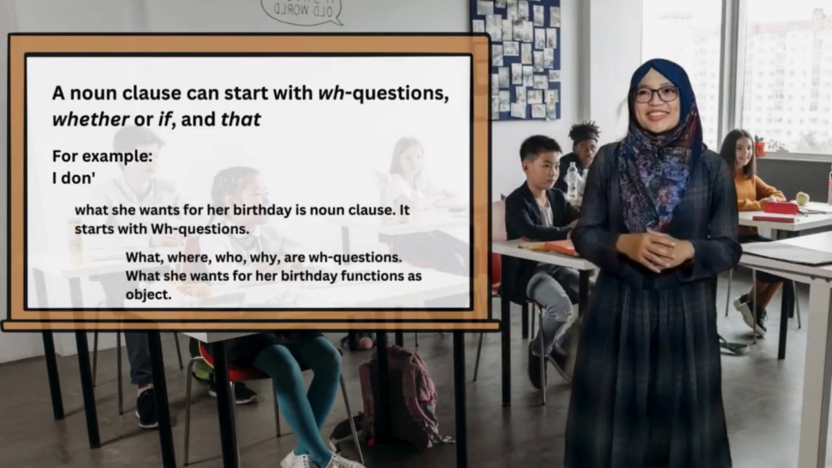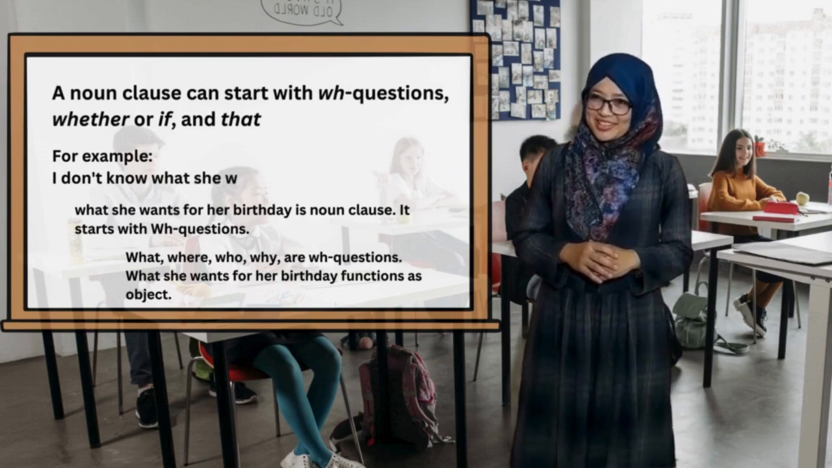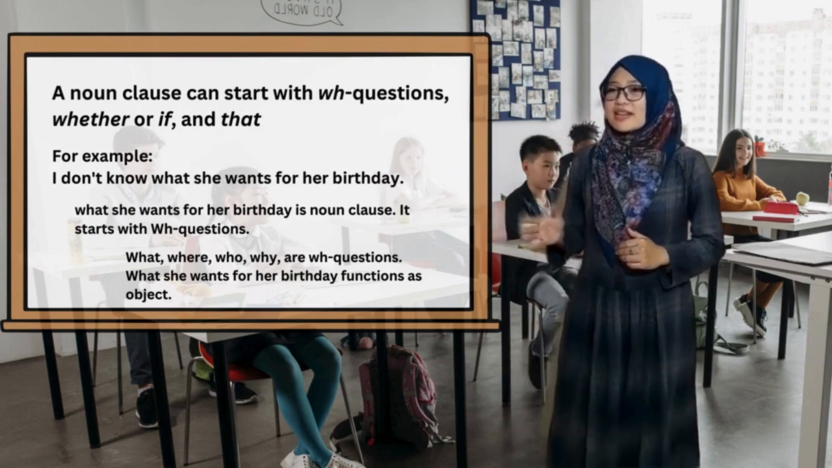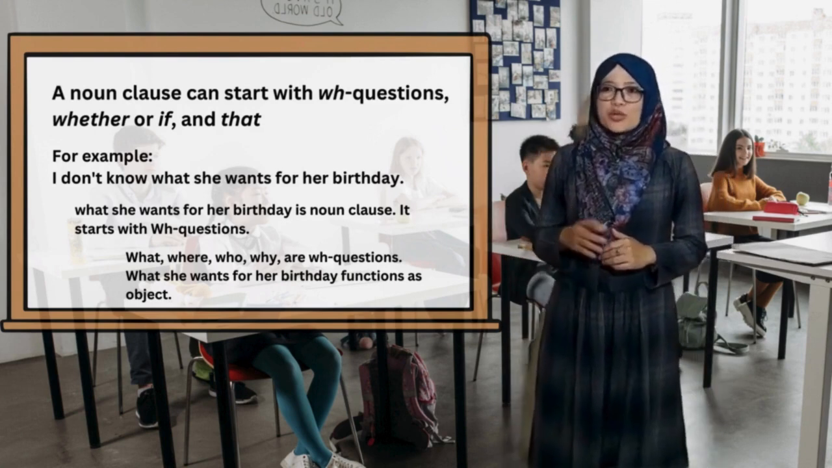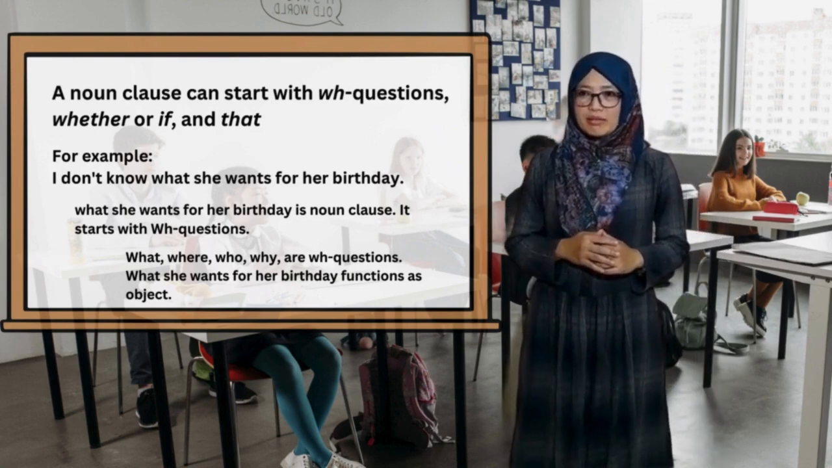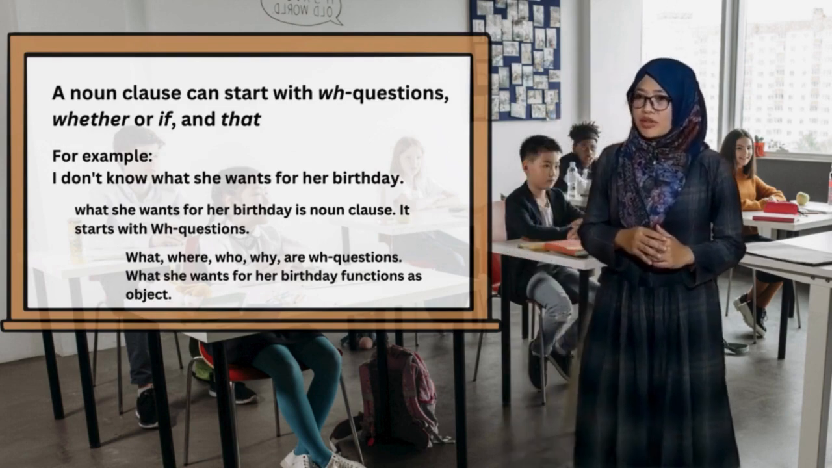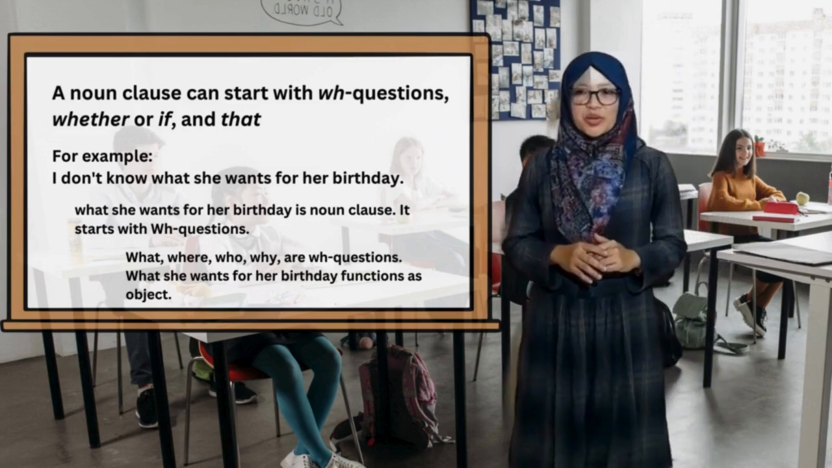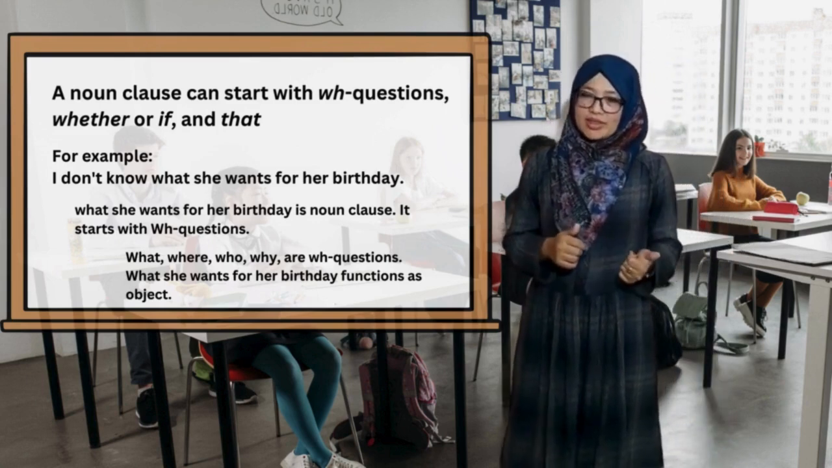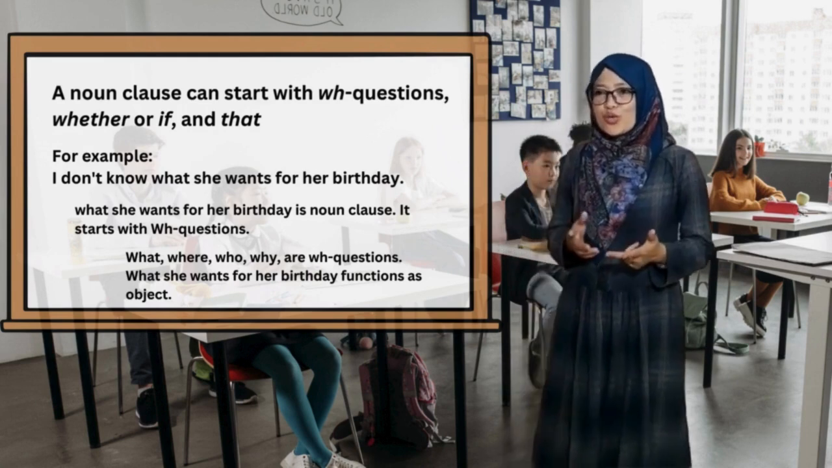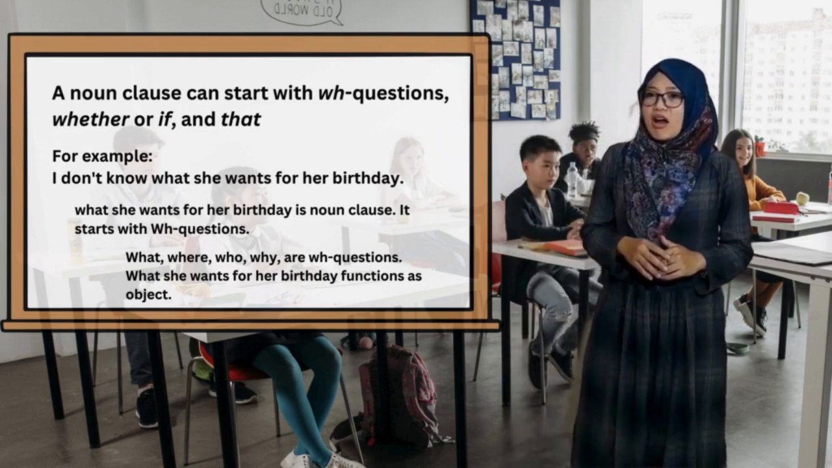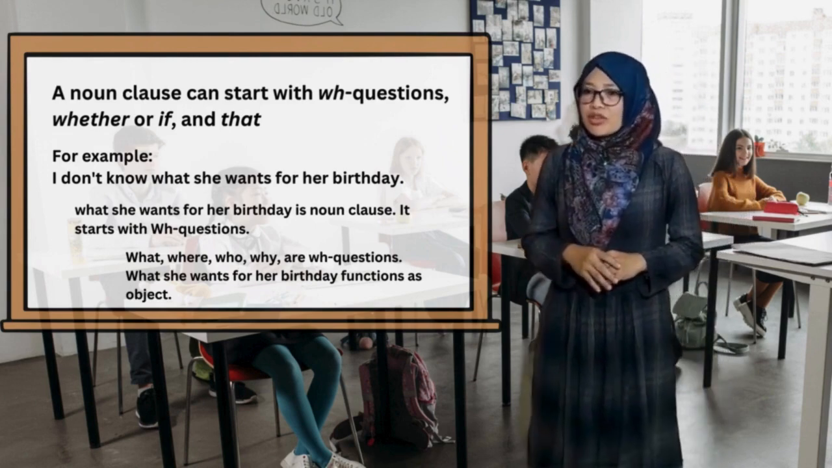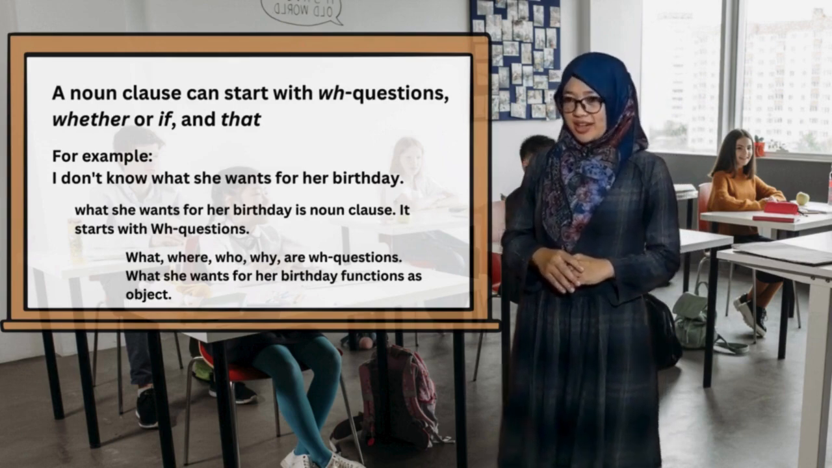A noun clause can start with WH questions, whether or if, and that. For example, I don't know what she wants for her birthday. What she wants for her birthday is noun clause. It starts with WH questions. What, where, who, why are WH questions. What she wants for her birthday functions as object.